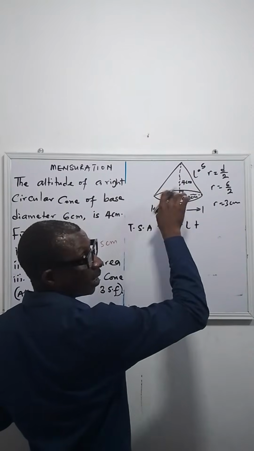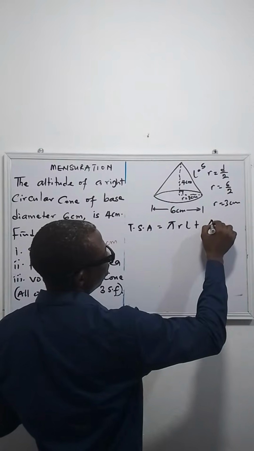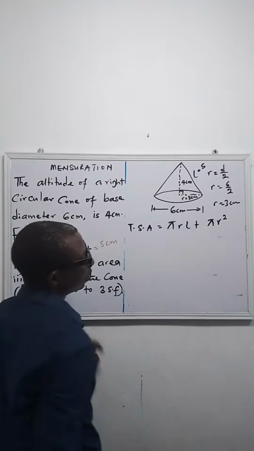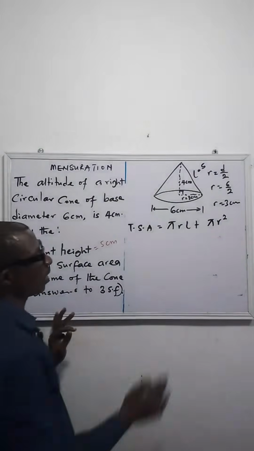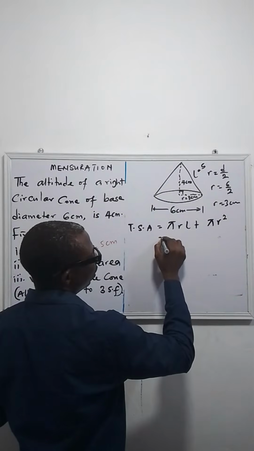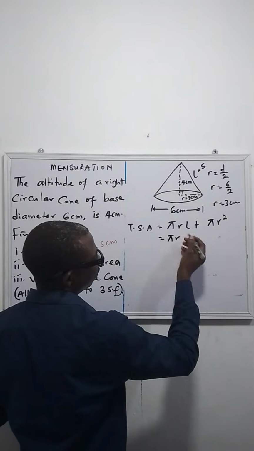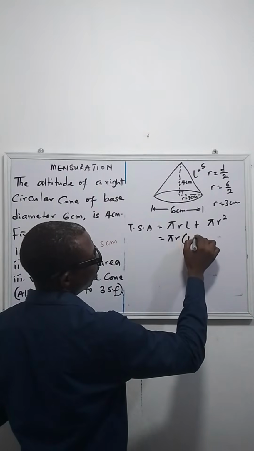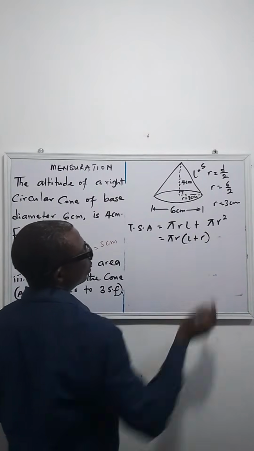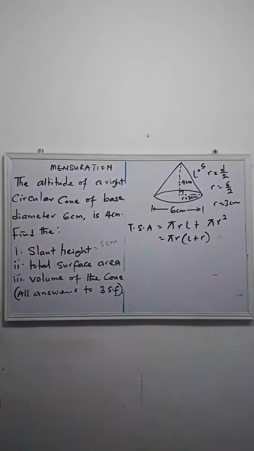Total surface area of the cone is going to be the curved surface area, that is pi r L, plus the area of the circle, that is pi r squared. So I can simply write this formula this way. Just factor out pi r, we have pi r times L plus r. See the same thing?